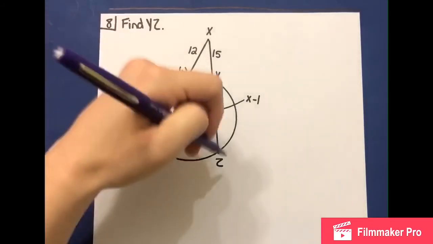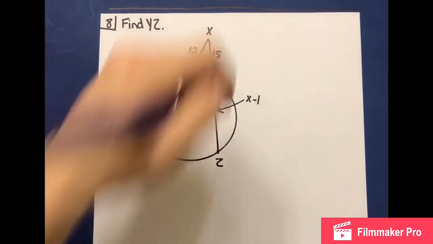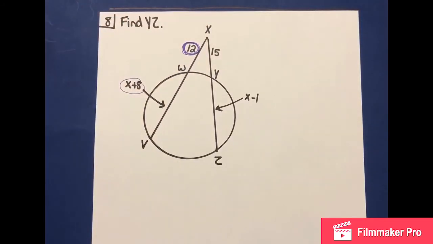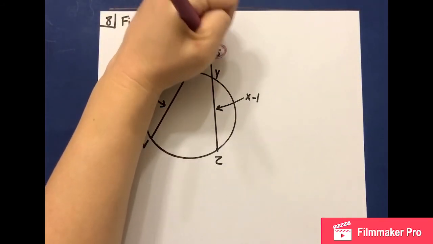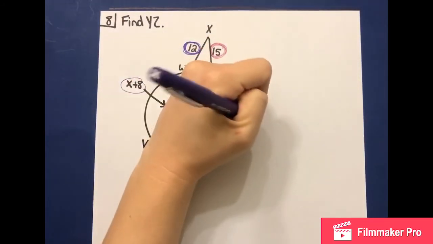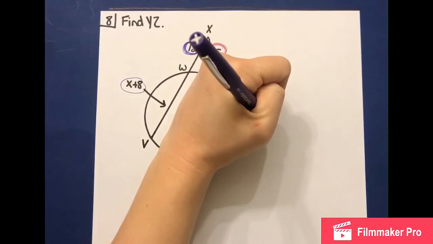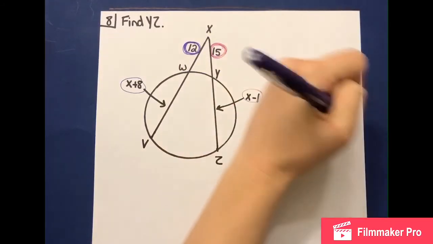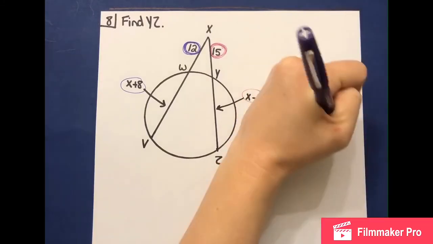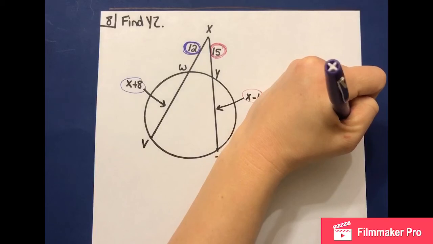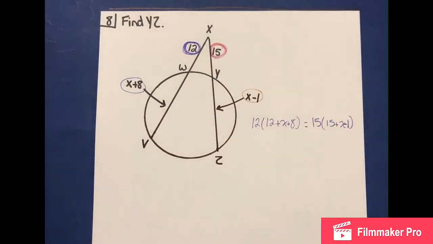Same thing, two secants intersecting outside of the circle. Double bold, circle, double bold, circle. So here I'm gonna get 12 times 12 plus x plus 8 equals 15 times 15 plus x minus 1. Combine the same things that we did inside on the last one.